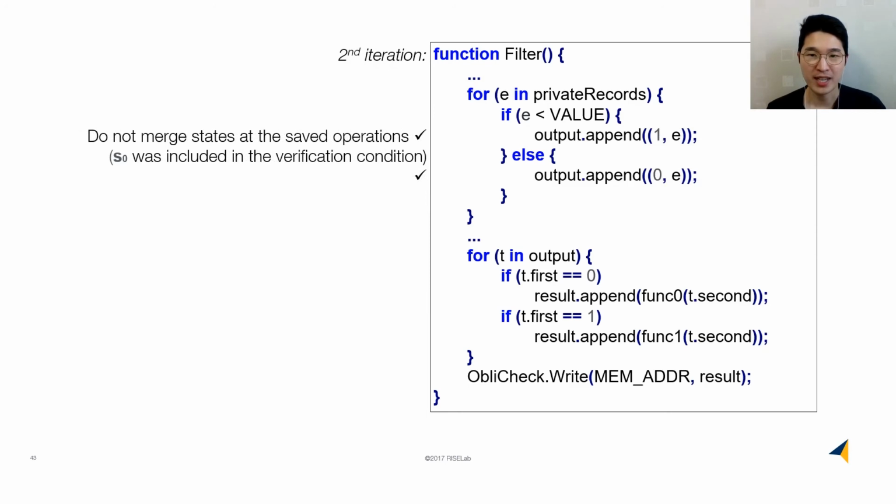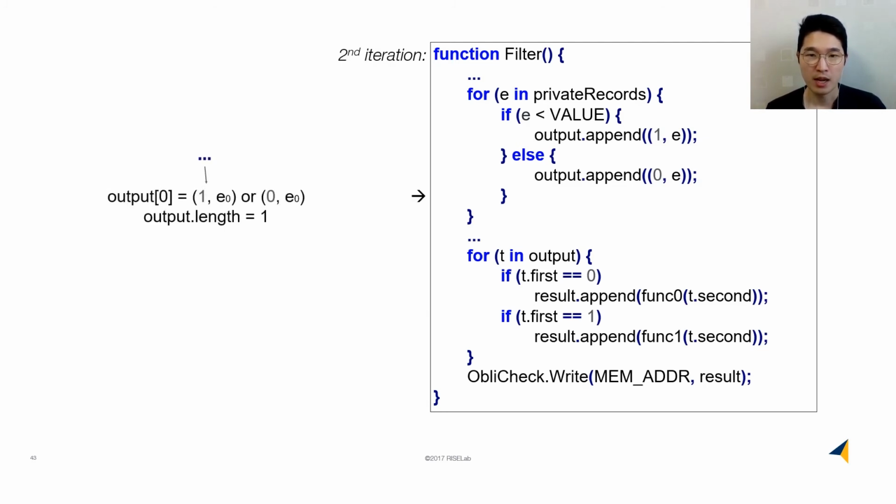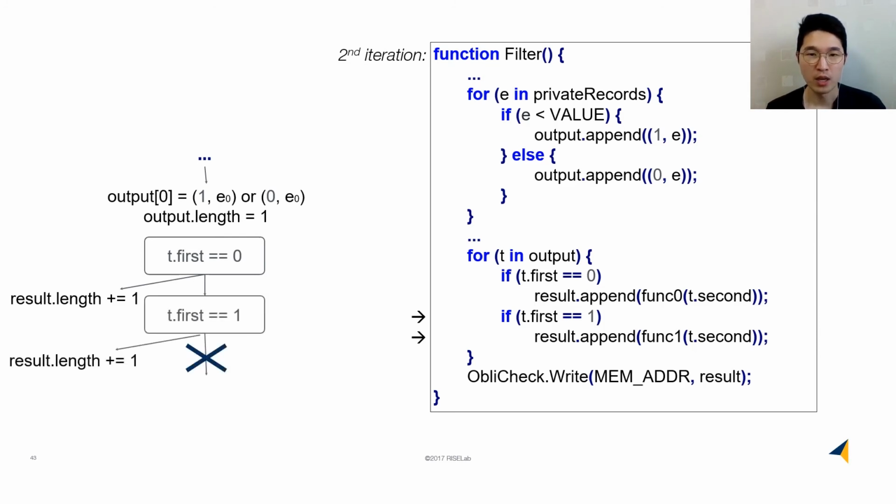Later, the program is reported as not oblivious, so it runs the program again. In the second iteration, ObliCheck does not merge state at the saved operations. Now, t.first is a concrete value which can only be either 0 or 1 because the output 0 can be only 0 or 1. So there is no case where t.first is neither 0 nor 1, so the result.length stays always the same. As a result, ObliCheck reports the algorithm is oblivious after this round of execution.